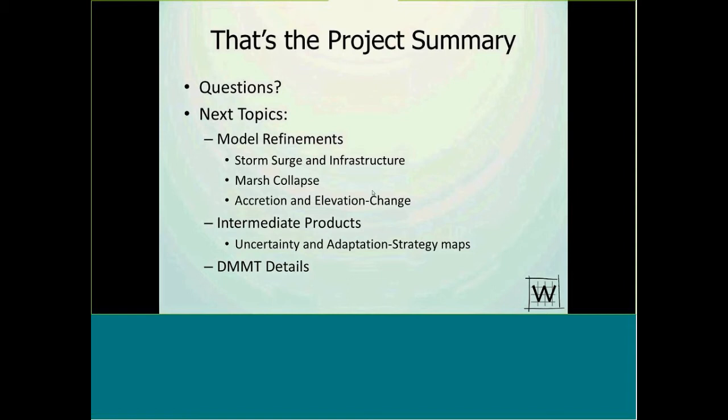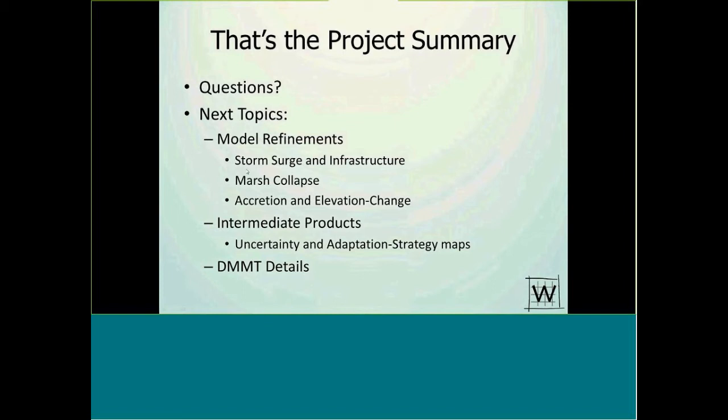I want to talk a little bit about some of the refinements we did to the SLAMM model quickly. We included storm surge modeling and infrastructure. I want to talk a little bit about marsh collapse, a little bit more about the elevation change model that we looked at and its implications, and some of the intermediate products. So if you're not really necessarily looking for a cost-benefit analysis, there's still some very interesting intermediate products available. And then also to go into more details on the DMMT itself.